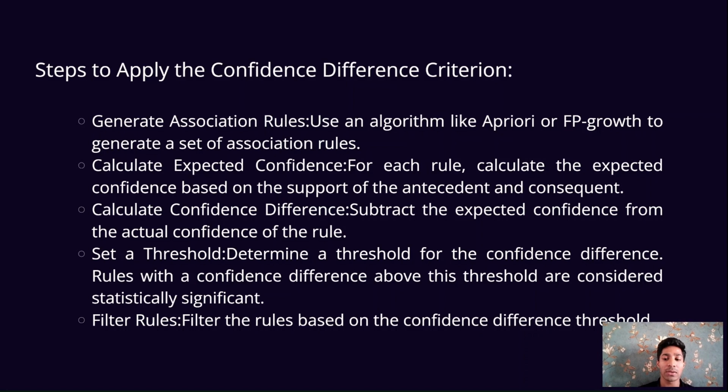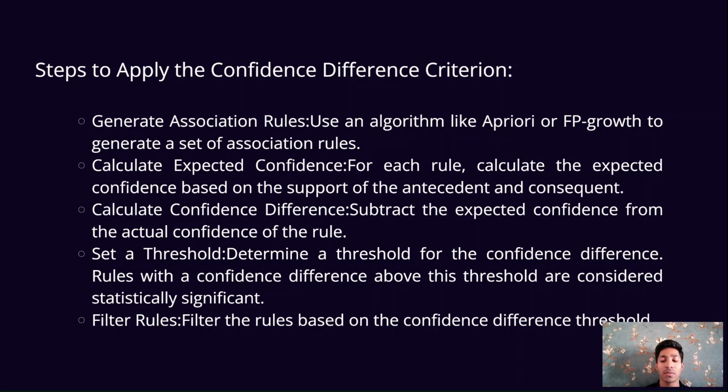For each rule, we calculate the expected confidence based on the support of the antecedent and consequent. Third step is calculate confidence difference. In this, subtract the expected confidence from the actual confidence of the rule. And the fourth step is set a threshold.